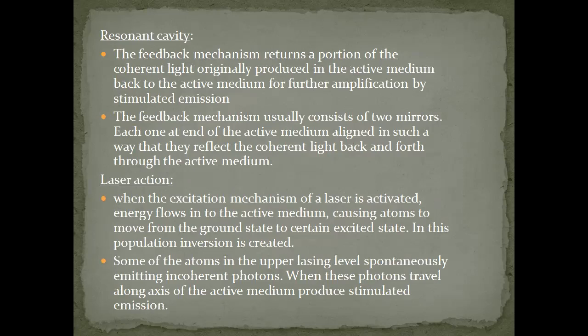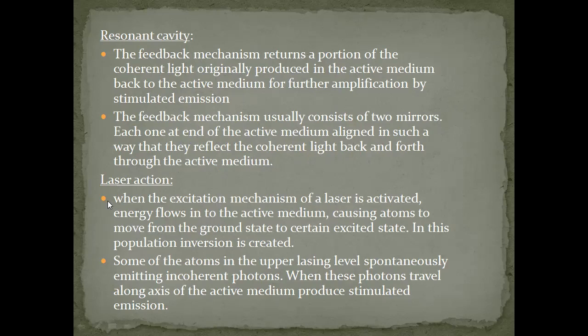Coming to the fourth part of the laser, that is the resonant cavity. As I told you, in the lasing action, the photons which are produced due to stimulated emission, we should feed them back into the medium, which means that we should make them come back into the medium by some sort of means. That means is called the resonant cavity. This feedback mechanism returns a portion of the coherent light originally produced in the active medium back to the active medium for further amplification by stimulated emission. Usually it consists of two mirrors, one at each end of the active medium, aligned in such a way that they reflect the coherent light back and forth through the active medium.